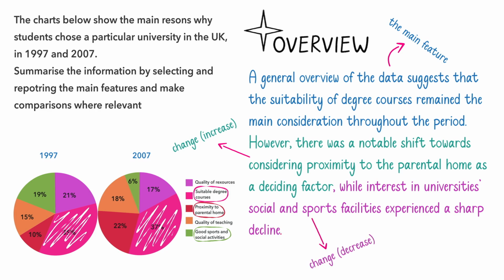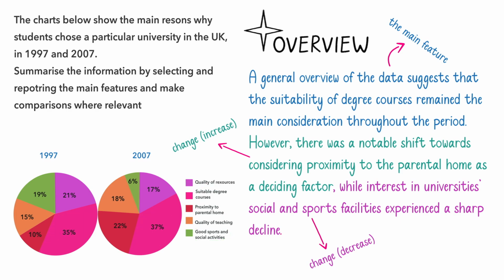So this is our overview paragraph. It's a very good overview paragraph. Let's read it again. A general overview of the data suggests that the suitability of degree courses remained the main consideration throughout the period. However, there was a notable shift towards considering proximity to the parental home as a deciding factor, while interest in universities' social and sports facilities experienced a sharp decline.